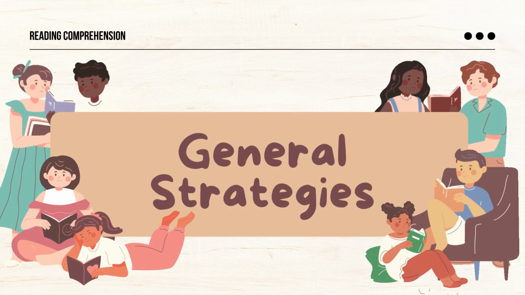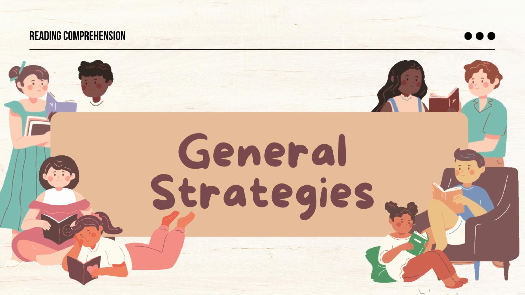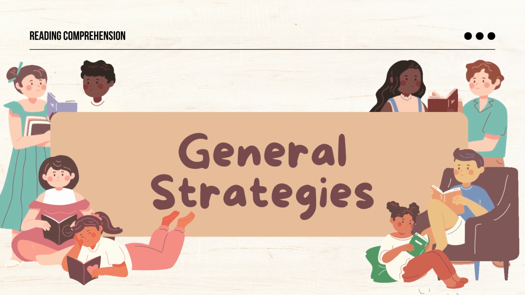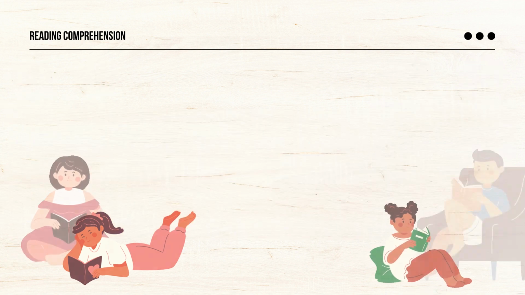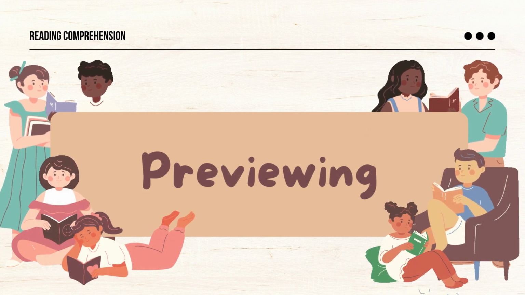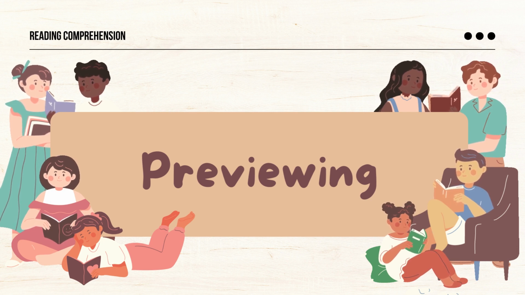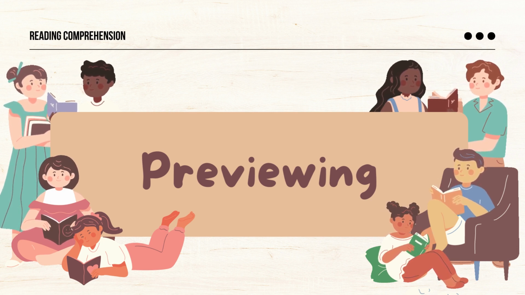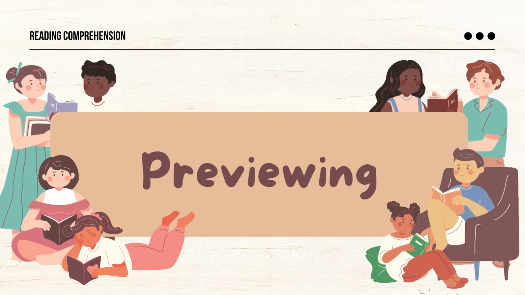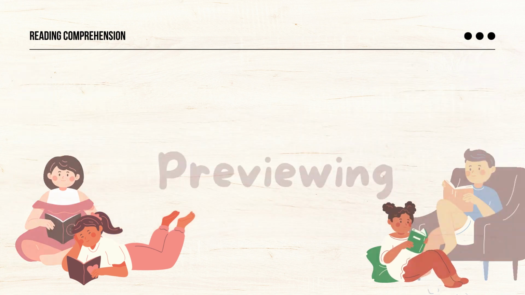But before we begin, let us do a recap first of what we have learned in part 1 of our reading comprehension. We have the general strategies. The first one is previewing. Previewing is when we already have a little bit of knowledge of what we are going to learn, or the objectives of what we are going to read.